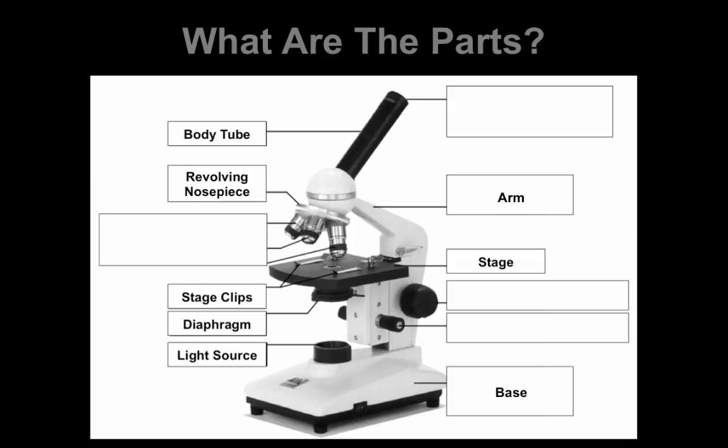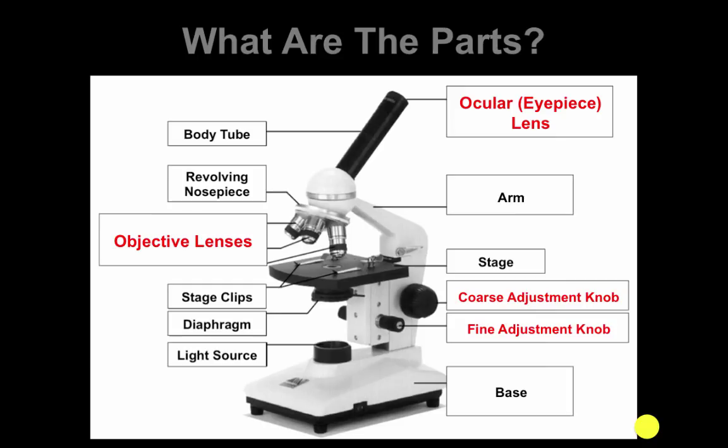Now, the four parts that you really need to know are first, the ocular lens, which is also known as the eyepiece, the objective lenses, and they're called the objective lenses because they're very near the object that you're looking at. We have the coarse adjustment knob and the fine adjustment knob. And so we're going to use these in order to adjust the magnification.